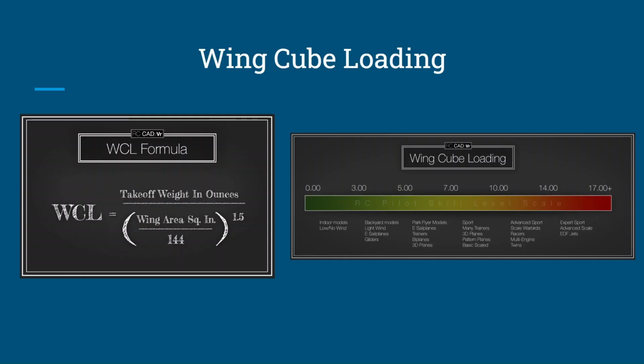On the left side, we have our formula, which is our weight over our wing area. It's in ounces, which kind of sucks. The rest of our formulas are not going to be in ounces.